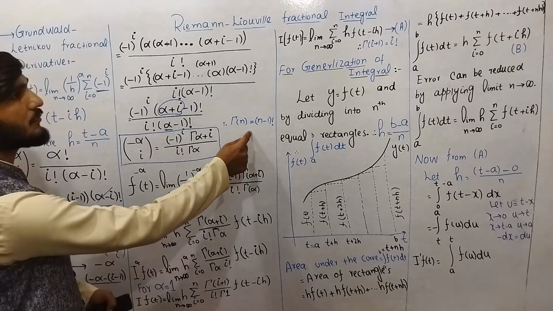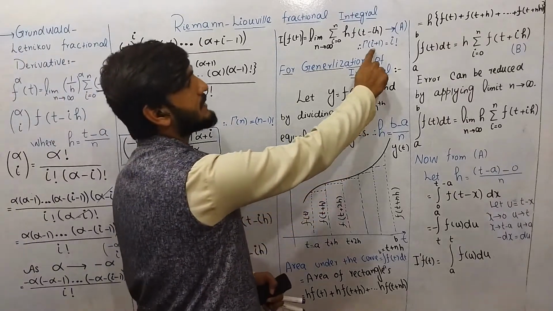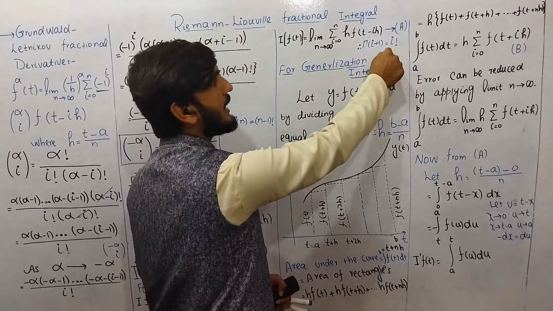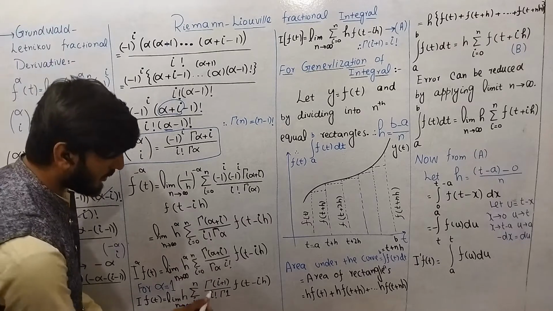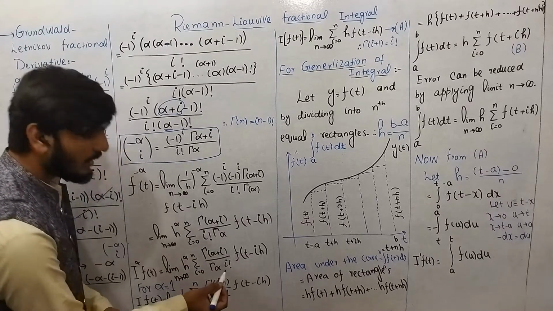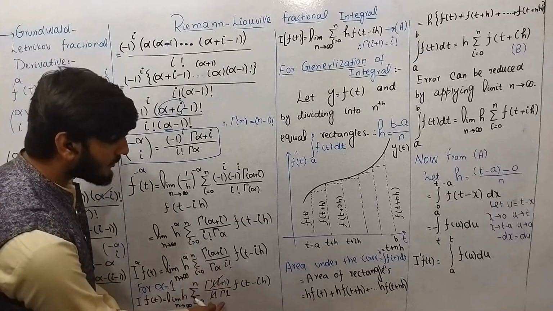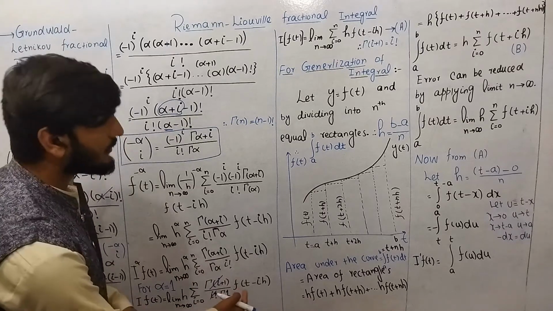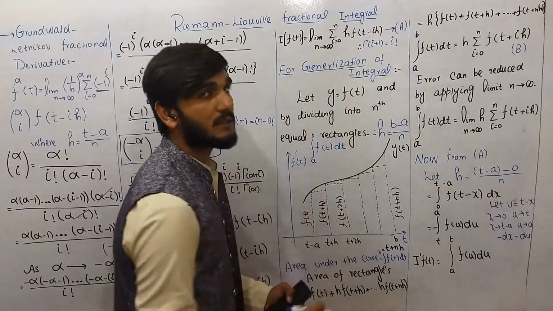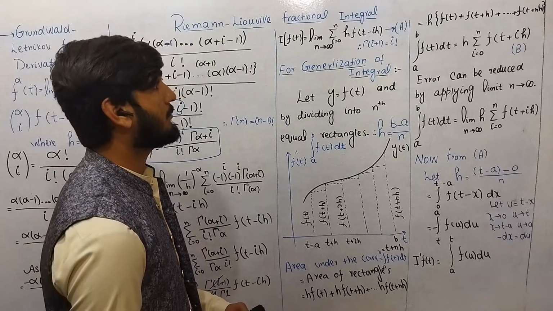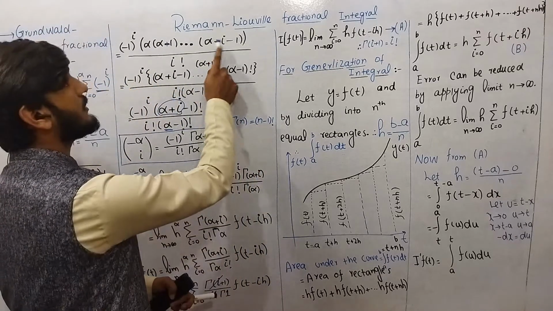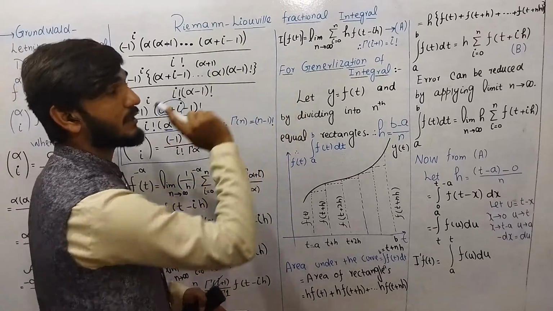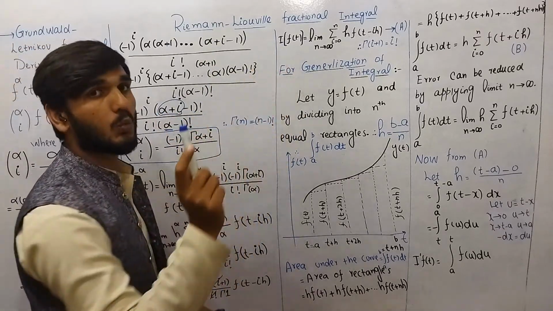Again, by using this definition of gamma, we can write gamma of i plus 1 as i factorial. So this gamma function of i plus 1, equal to i factorial, will be cancelled out. The gamma of 1 is also 1. So the function will be turned into f of t minus h, which is the most famous definition of the Riemann-Liouville fractional integral for order 1.